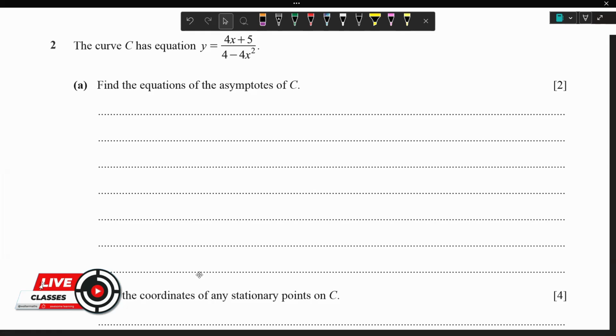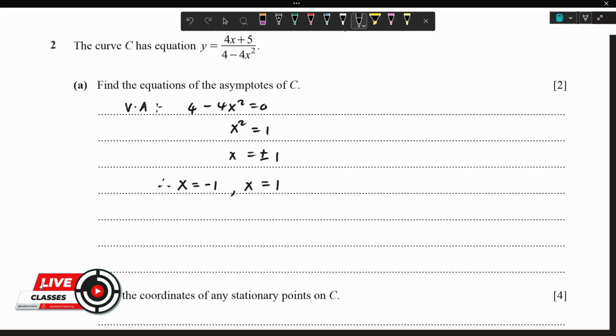Okay. All right, so for the asymptotes, we start with the vertical asymptotes, where we equate the denominator to 0. This is more like x² is equal to 1. So x is equal to plus or minus 1. So the asymptotes are x is equal to minus 1 and x is equal to 1.